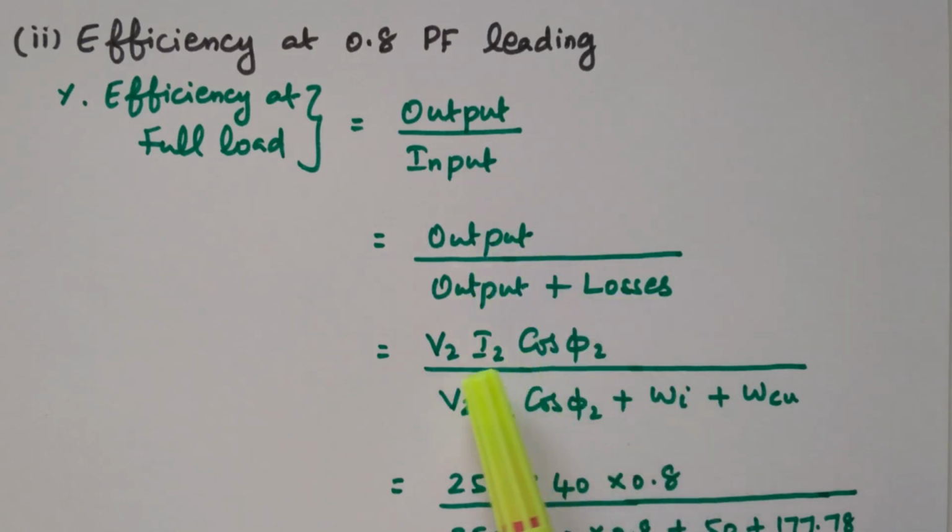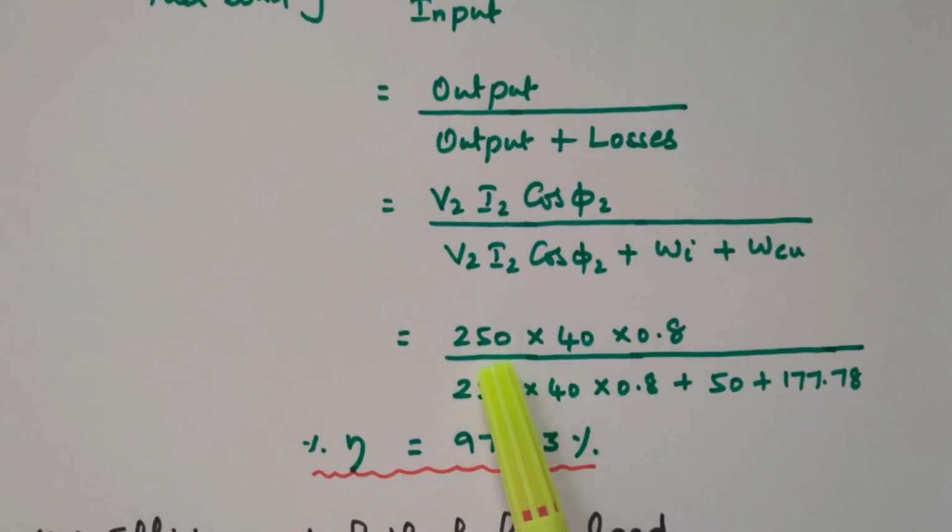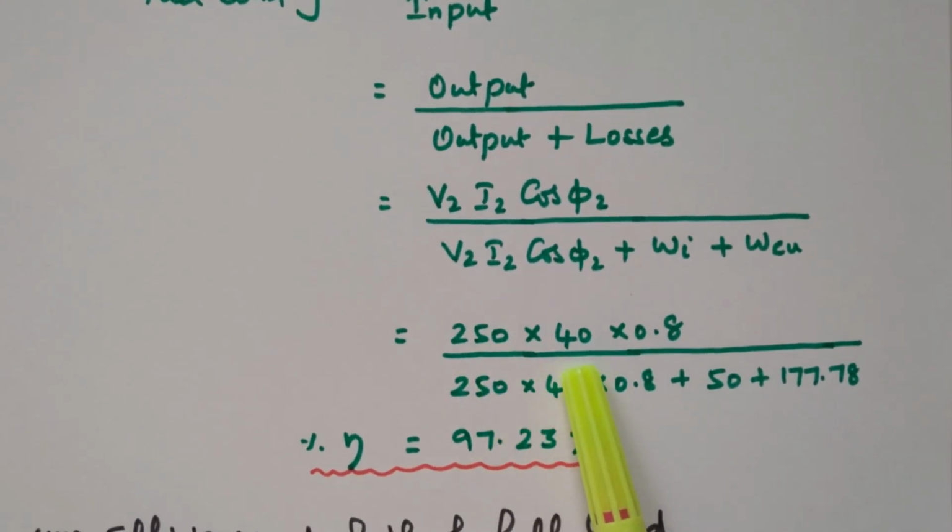So the output is nothing but V2 I2 cos phi 2, divided by output V2 I2 cos phi 2 plus losses. The losses are nothing but iron loss and copper loss. This question we are discussing for full load, so the losses are iron loss plus copper loss. All these values are available. V2 is 250, I2 we just calculated as 40, and the power factor is 0.8, which is given in the question itself.